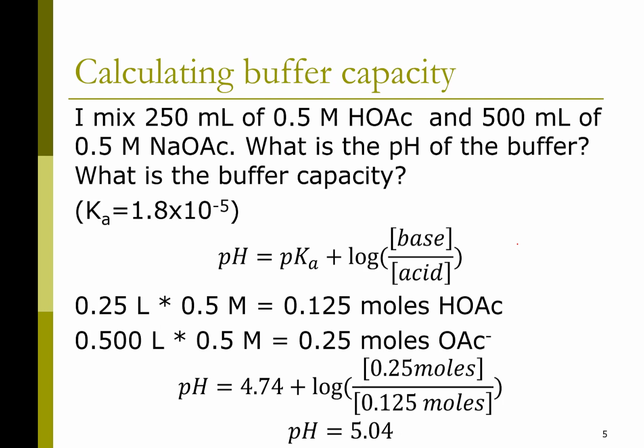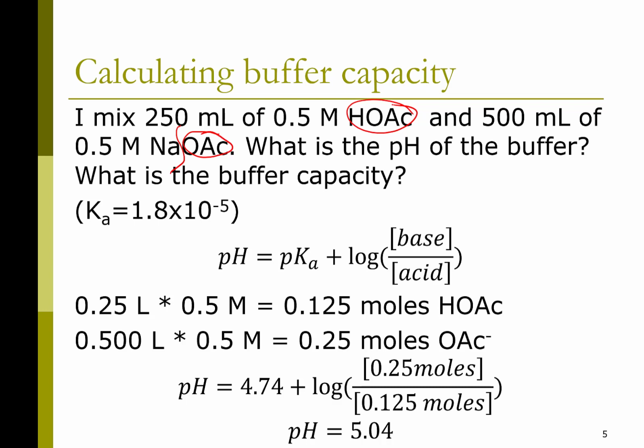I can calculate the buffer capacity pretty easily using Henderson-Hasselbalch, and this is really just an extension of what we were doing in the previous video, where we talked about adding an external acid or base to see what happened to the buffer. First, I need a buffer, so I mix 250 milliliters of 0.5 molar acetic acid and 500 milliliters of 0.5 molar sodium acetate. The sodium acetate's a salt. The salt, when dissolved in water, dissociates, so it's sodium and acetate, which is the conjugate base of acetic acid. So it is, in fact, a buffer.